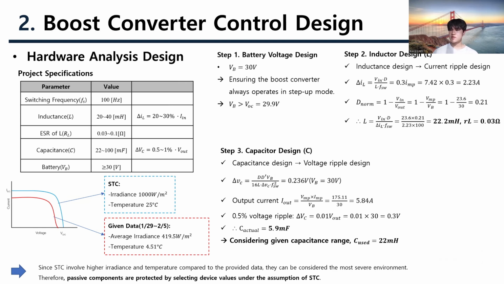The inductor was selected for a 30% current ripple with VMP and a duty cycle of 0.21. We calculated the inductor as 22.2 millihenry with a series resistance of 0.03 ohm. The capacitor was designed for a 0.5% output voltage ripple, and the calculated value was 5.9 millifarad. We selected 22 millifarad, within the given specification range of 22 to 100 millifarad.